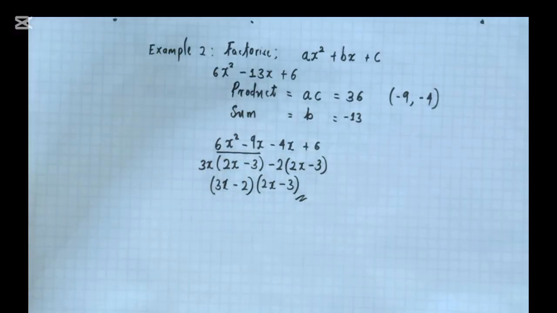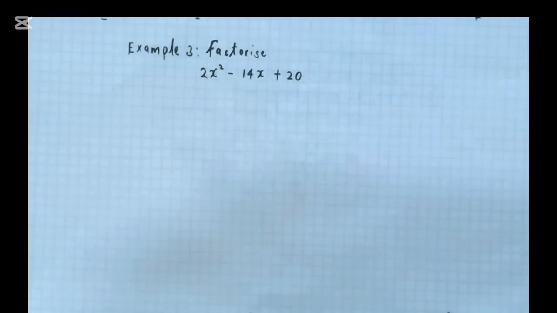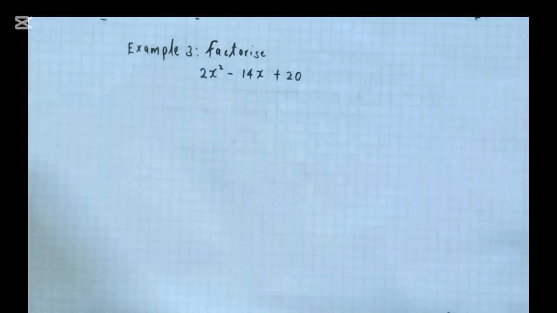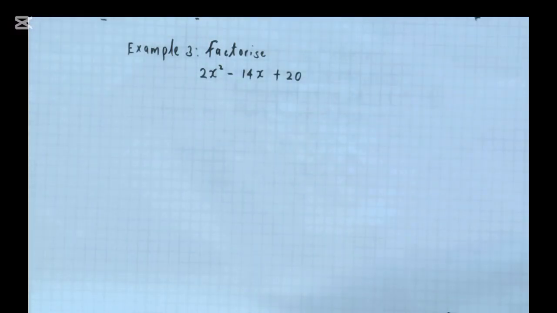I'll attempt the last example, and then we will call it a day. Awesome. So we're looking at the last example in this particular case. All the examples have been unique. The first one we had a being equal to 1. The second one we had a being a number that is greater than 1, actually that was 6. And the last one, we are looking at a situation where we are having a quadratic expression with a common factor in its terms.